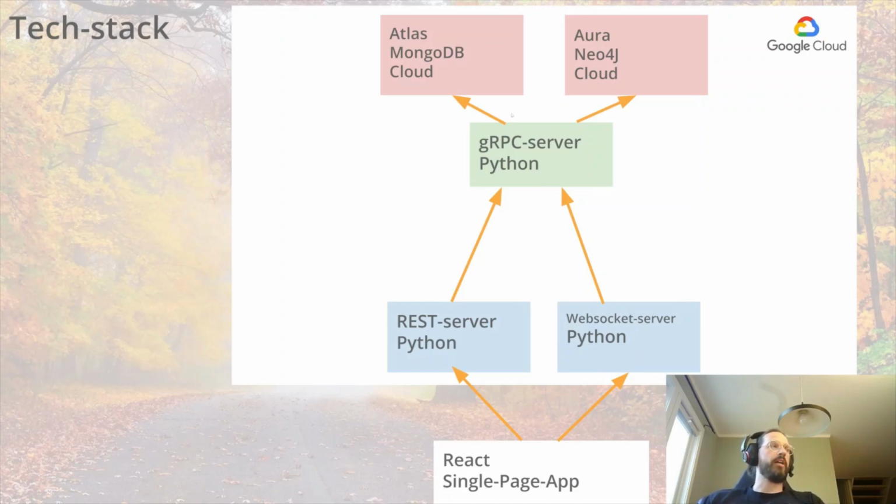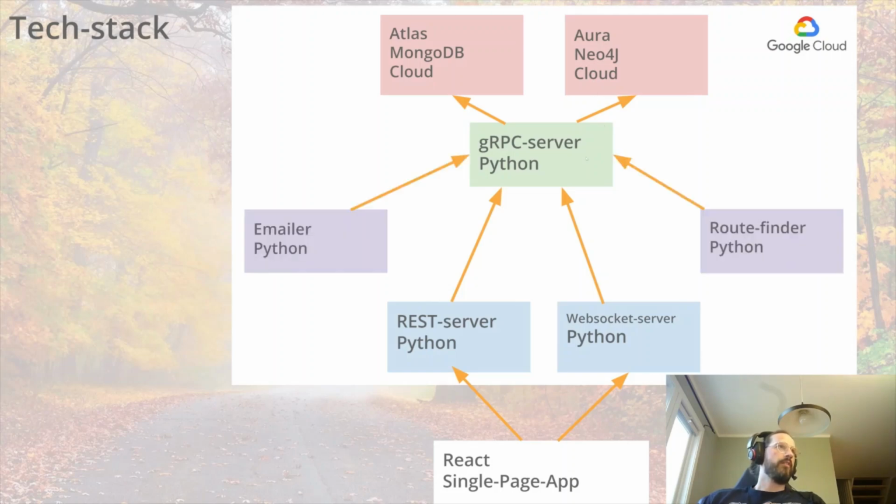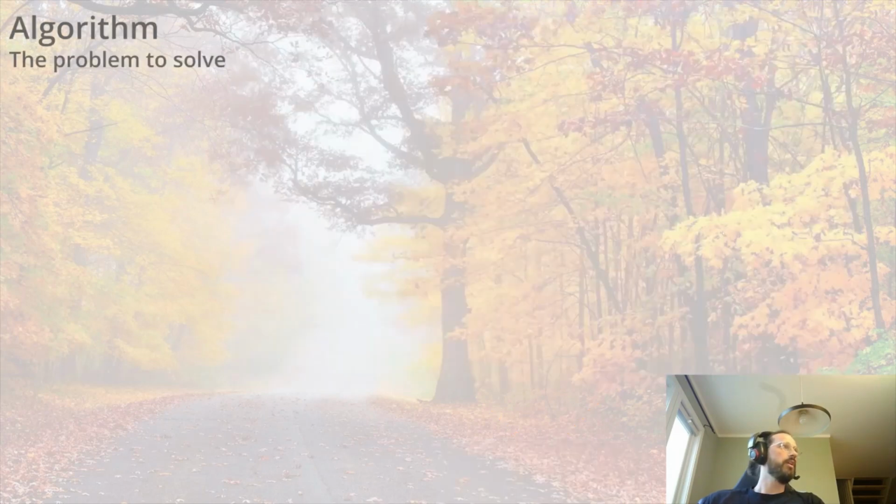So we have managed databases here. For MongoDB we're using Atlas, and for the Neo4j graph database I'm using Aura. And then there are a couple more services that are also using the gRPC interface. There is the emailer service and the route finder service. So it's actually the route finder service that I will be talking about here, which is where the algorithm is.